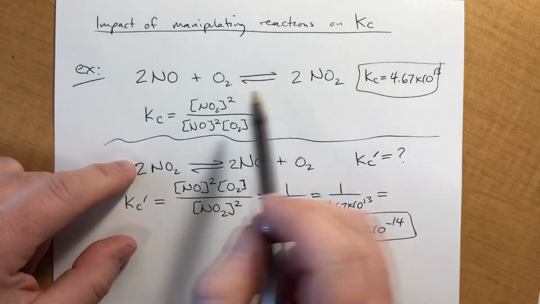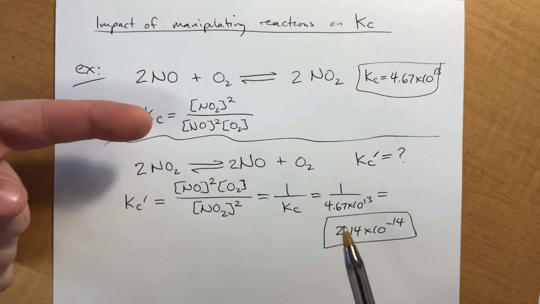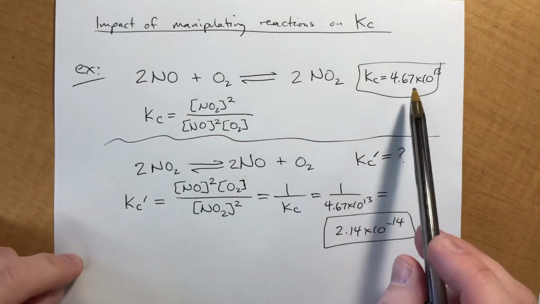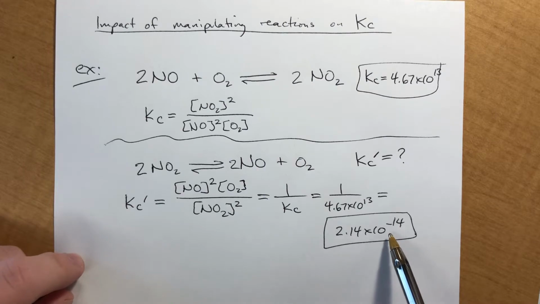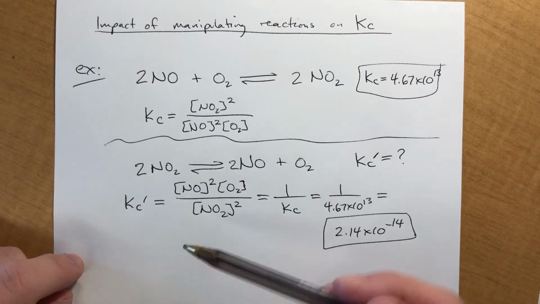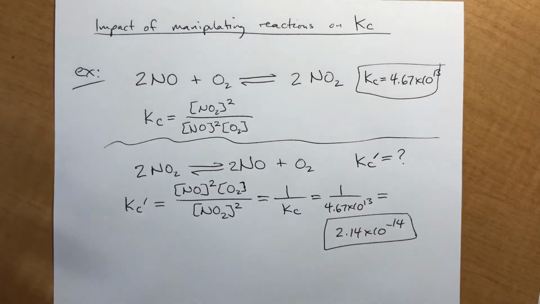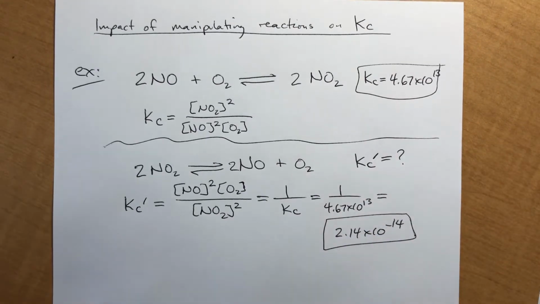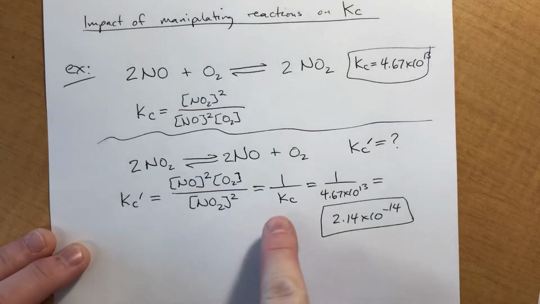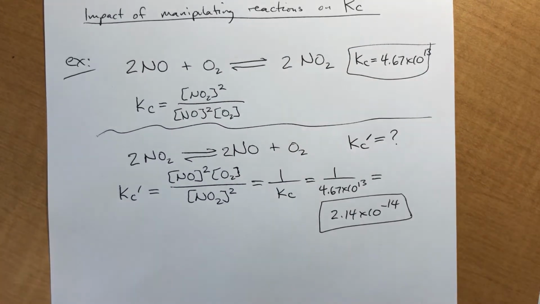We said that the forward direction is primarily going towards the NO2. That's what this number tells us. And this is also telling us this. This is a very, very small number, very much smaller than 1, so it's going to go primarily that way. It tells us the same information. It's not the same number, but they are related. The important thing is, if you reverse a reaction, you do the reciprocal of the Kc value.